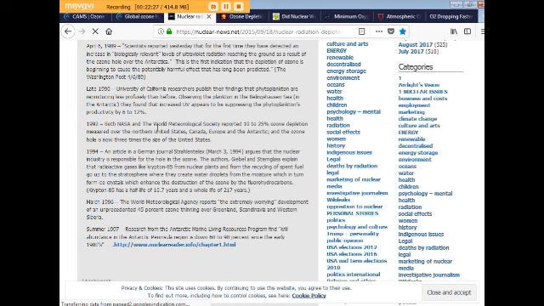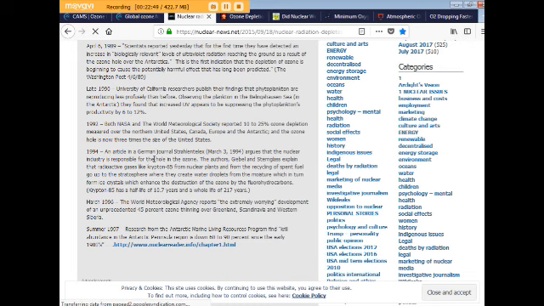1992, both NASA and the World Meteorological Society reported 10 to 25% ozone depletion measured over the northern United States, Canada, Europe, and the Antarctic, and the ozone hole is now 3 times the size of the United States.